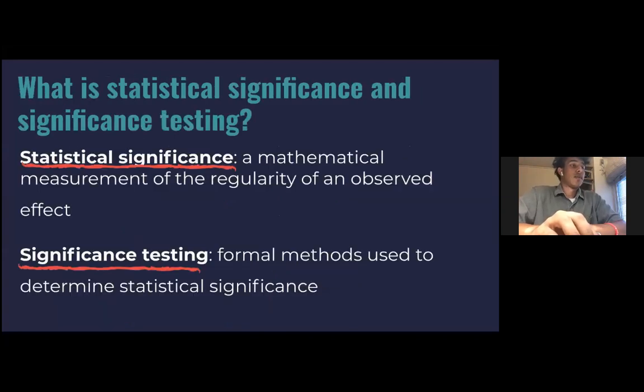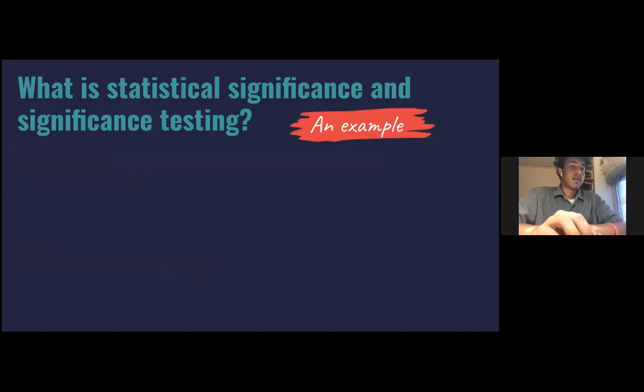Okay, so now I want to pivot a bit and talk about statistical significance and significance testing, which are two techniques that are used throughout this study. First, statistical significance is a mathematical measurement of the regularity of some observed effect. And significance testing is any formal methods that are used to determine statistical significance. So, just a quick example to illustrate these two concepts.